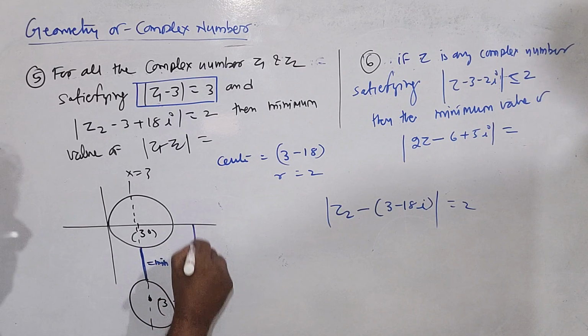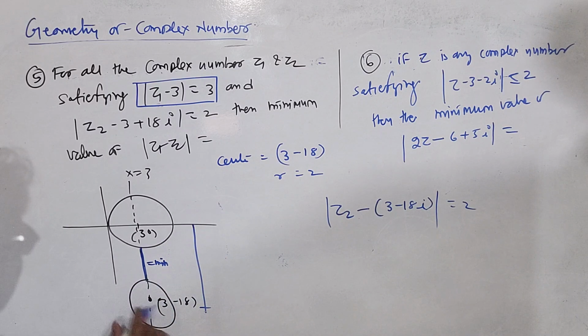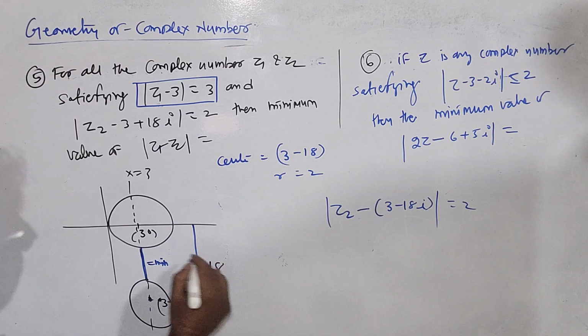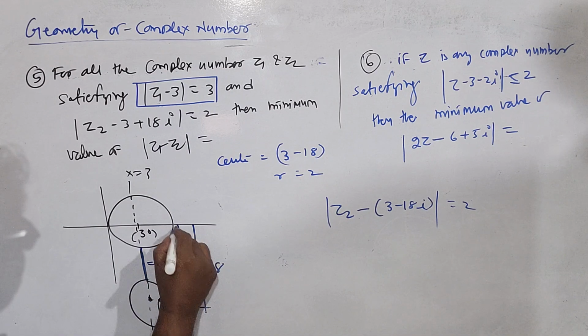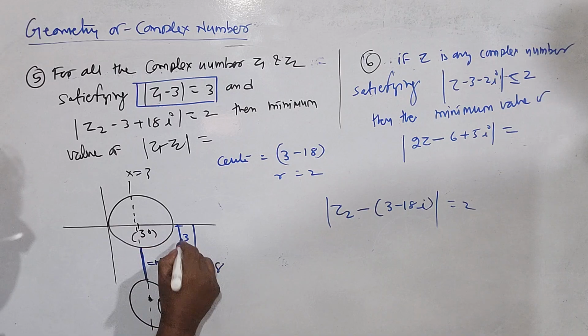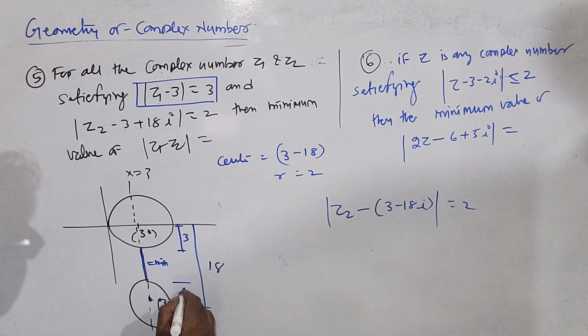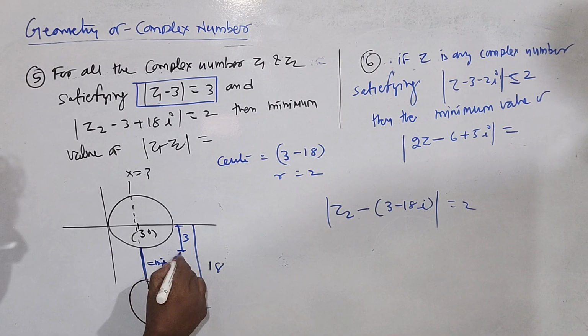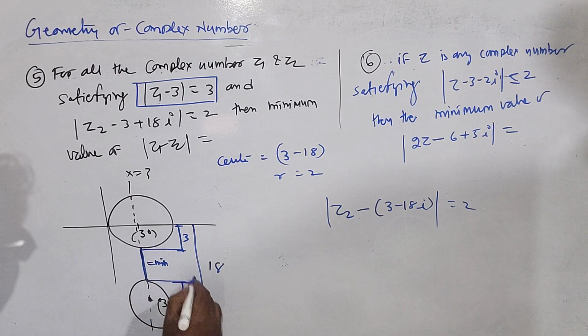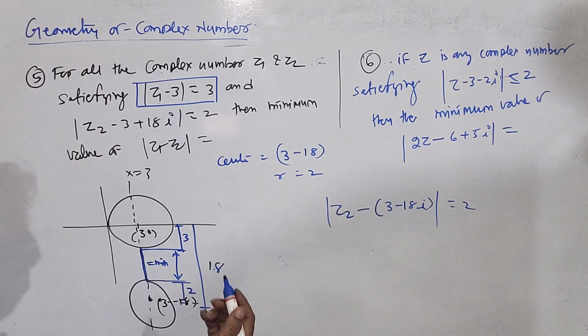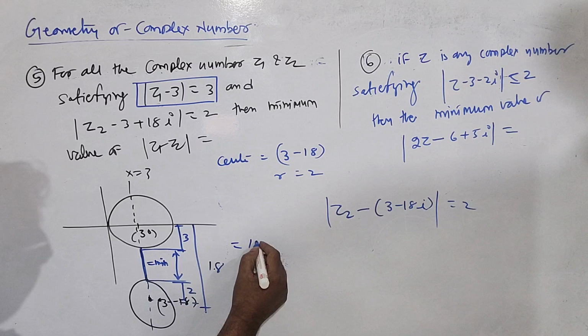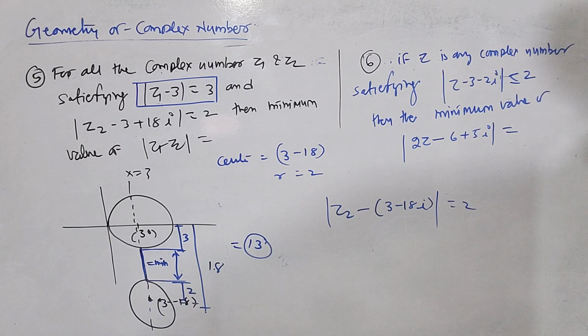Now the distance from here to here is 18. From here to here, the radius is 3. And from here to here, the radius is 2. So I want this distance: 18 minus 3 minus 2, 18 minus 5, which is 13. Correct? So the minimum distance between z1 and z2 is 13.